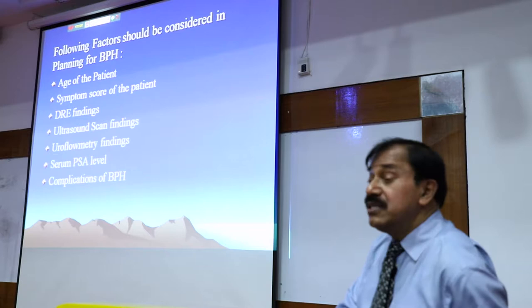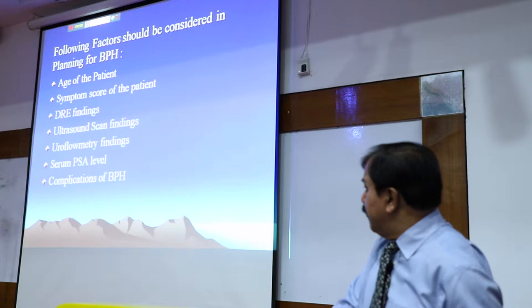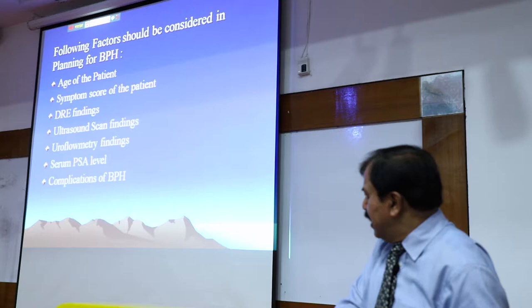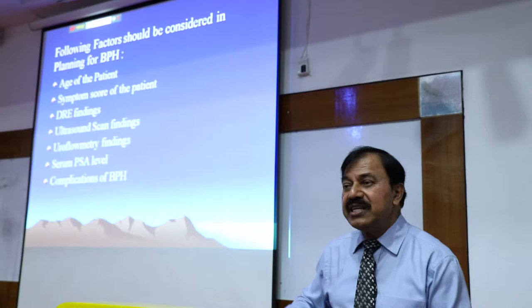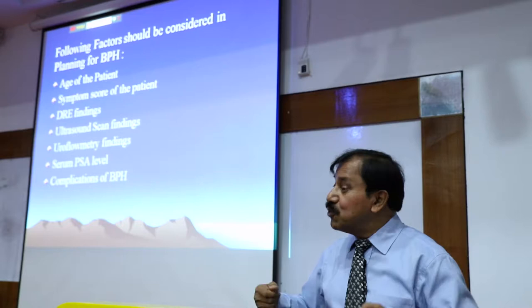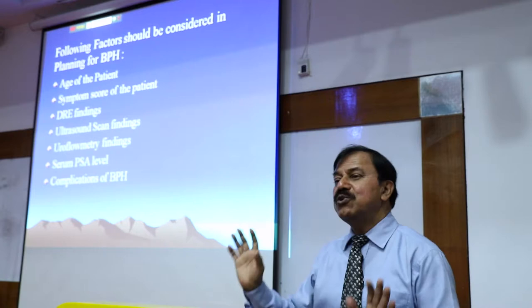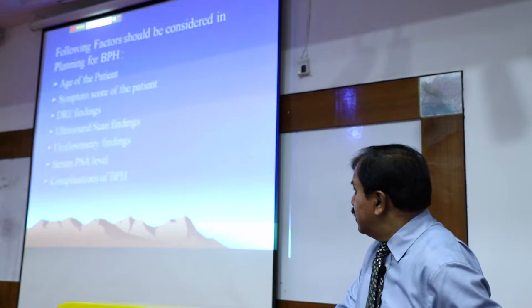And finally, we think about these factors before planning operation: age of the patient, symptom score of the patient, what symptoms the patient is having, then digital rectal examination, then ultrasound finding, uroflowmetry finding, PSA level, and complication, any or not. What are the complications? Whether there is any stone, any hematuria, any chronic retention, any hernia due to straining, any hemorrhoids due to straining. These are the complications associated with the prostate. This is also evaluated before going for any operation. These are the things we think before operation.